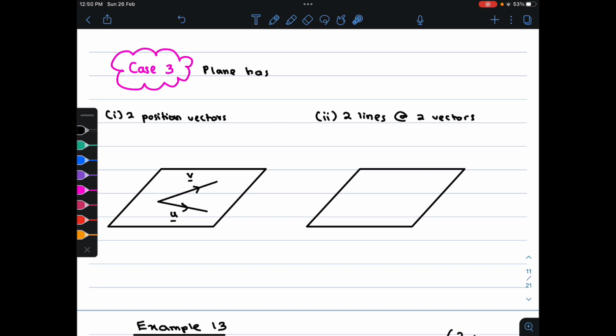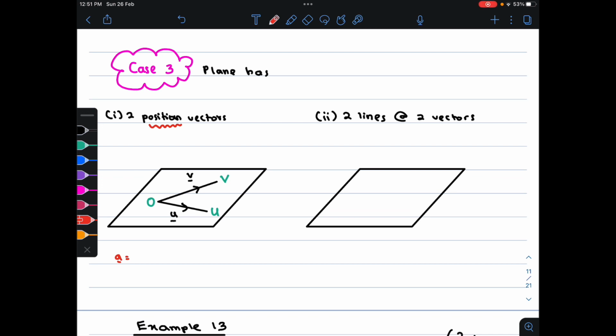Next, for case 3, say that the plane has 2 position vectors. So note that the keyword here is position. Position means your vector starts from 0 or origin. So if I have vector V and it is a position vector, this means that this starts from origin going to the point V. And say that U is also a position vector. Therefore, the vector U is from origin to the point U.